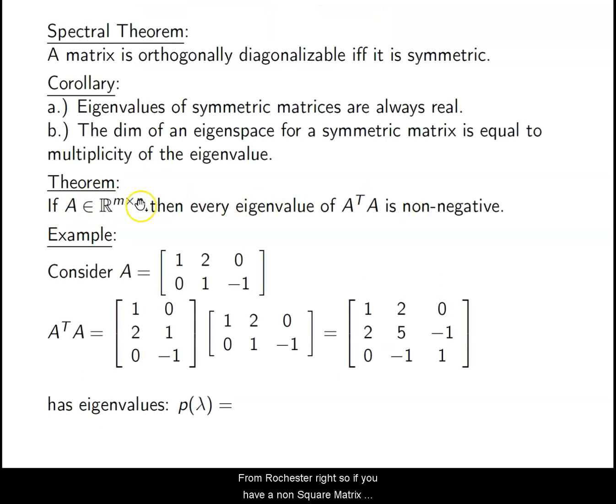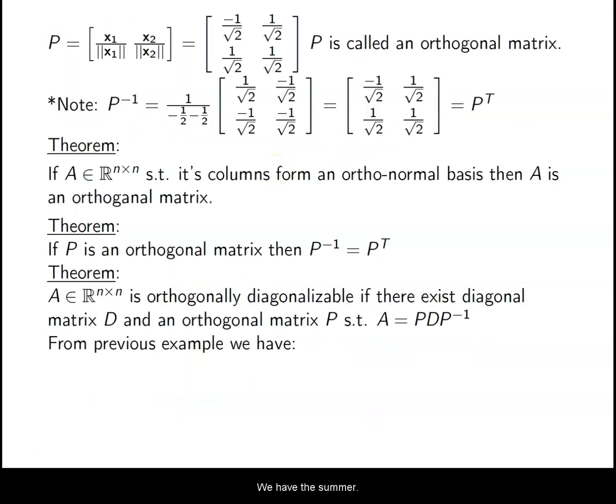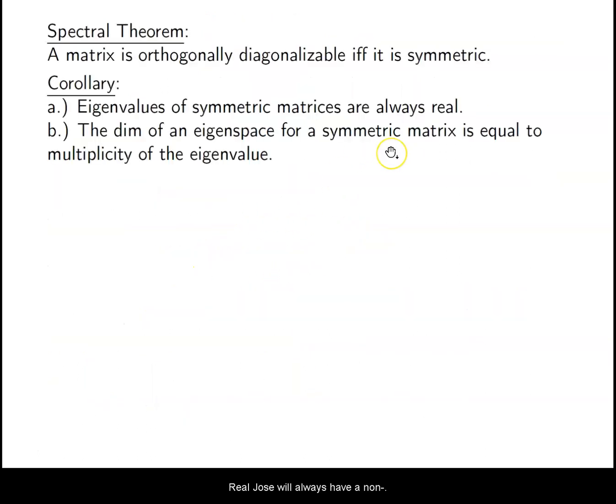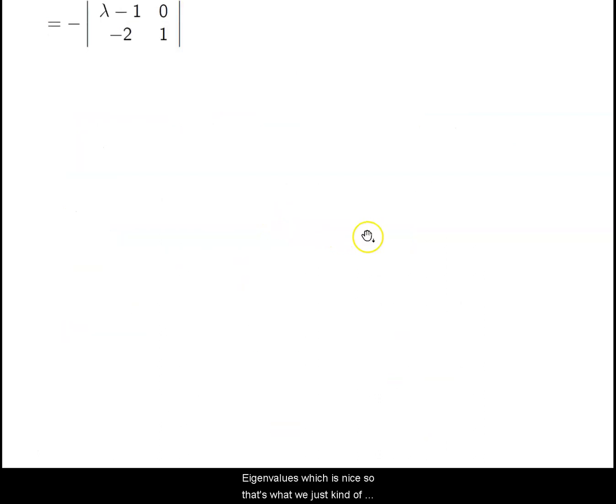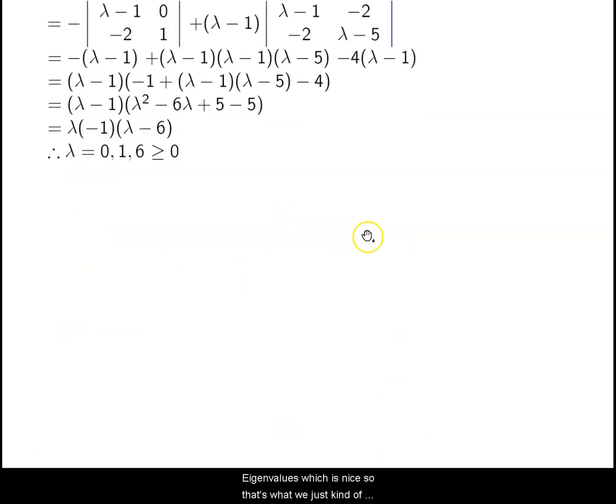So if you have a non-square matrix, then every eigenvalue of A transpose A, which ends up turning into a symmetric matrix, is going to be non-negative. That's also because eigenvalues of symmetric matrices are always real. We had another theorem somewhere that said that they're always positive, didn't we? No, we said they're always real. That's right. But A transpose A will always have non-negative eigenvalues, which is nice. So that's what we just showed here with an example, not a proof.